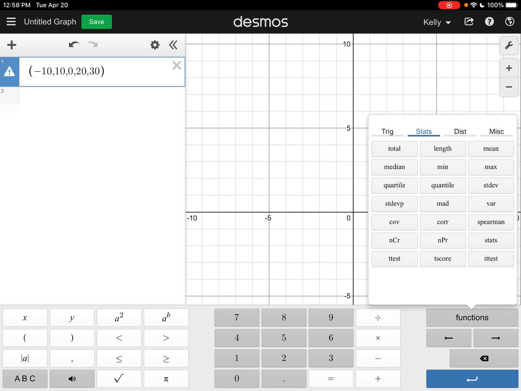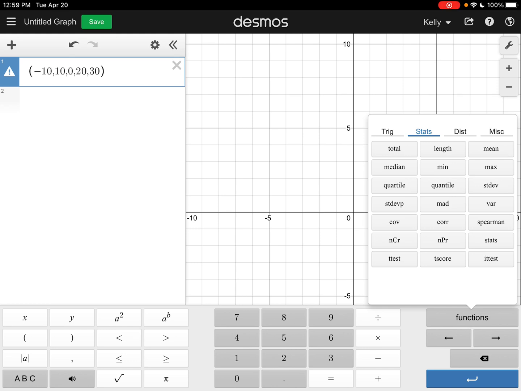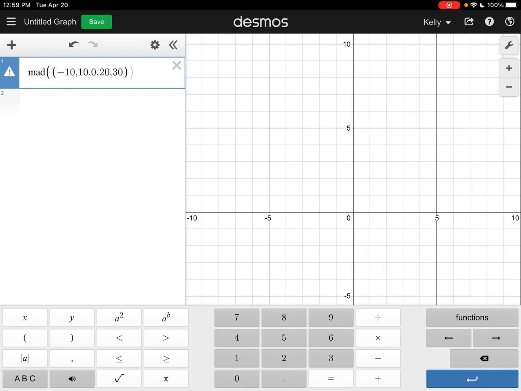So starting with our mean, just as a refresher, I know we've already done it by hand, if we put our cursor in front of our data set and we click mean, and remember it only wants one parenthesis, you see it calculated that mean of 10 that we already did. Now if I take that out and then go to function, and we calculate our MAD, MAD is in that second column, 4 rows down. Put MAD in front of your data set, take out the extra parentheses, and you see it calculated that MAD, or that mean absolute deviation, of 12 for us.